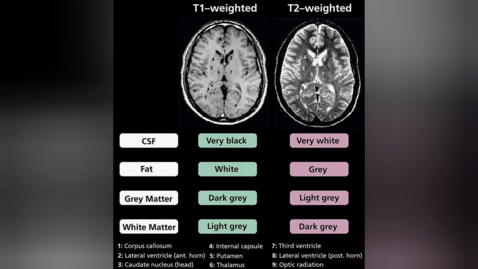T2 has long TR and TE. T1 has short TR and TE. TE is echo time for signal acquisition recording. TR is the rate of application of radio frequency pulse.